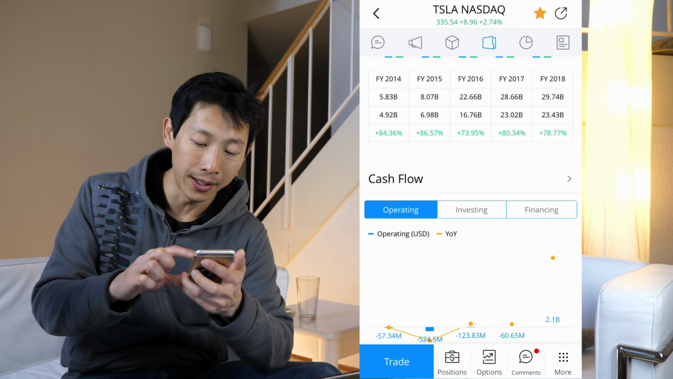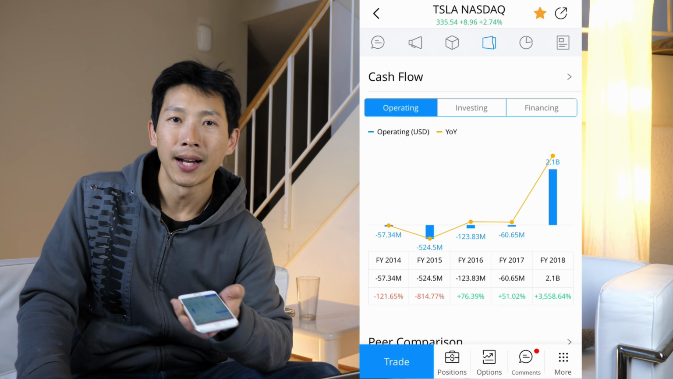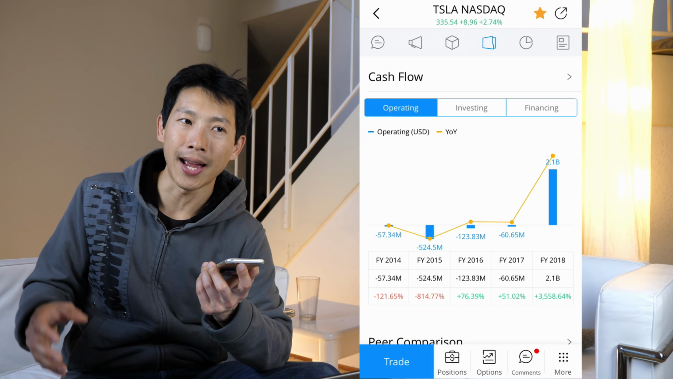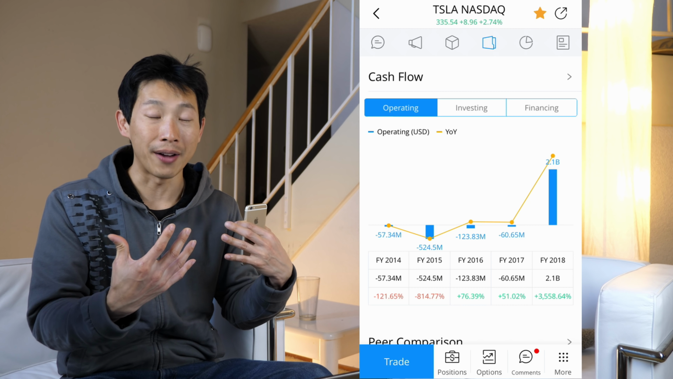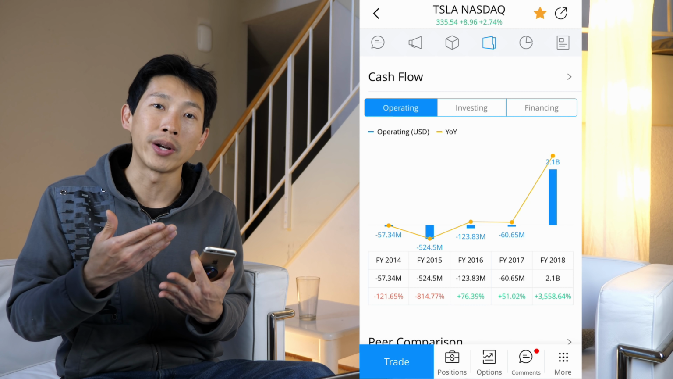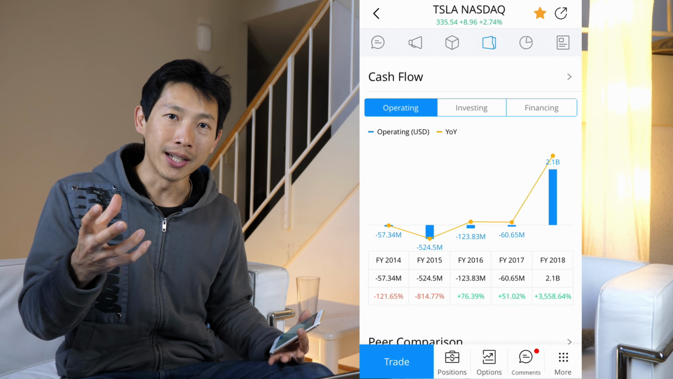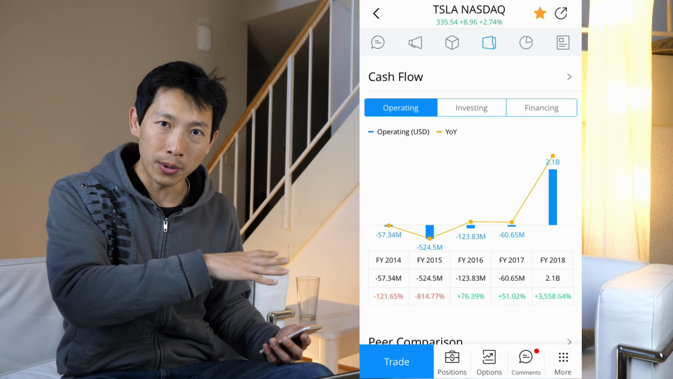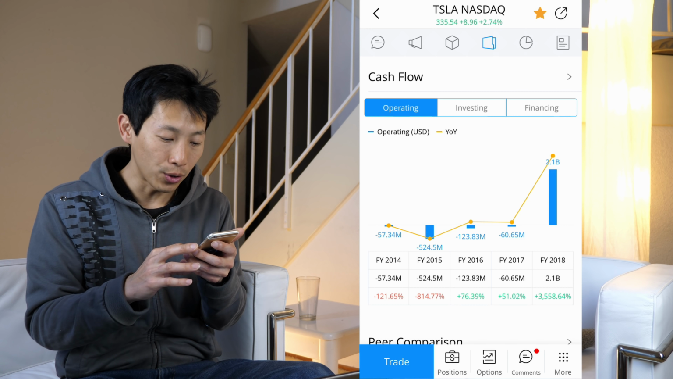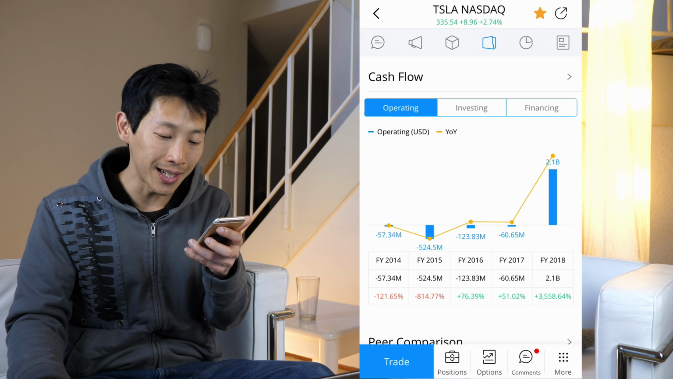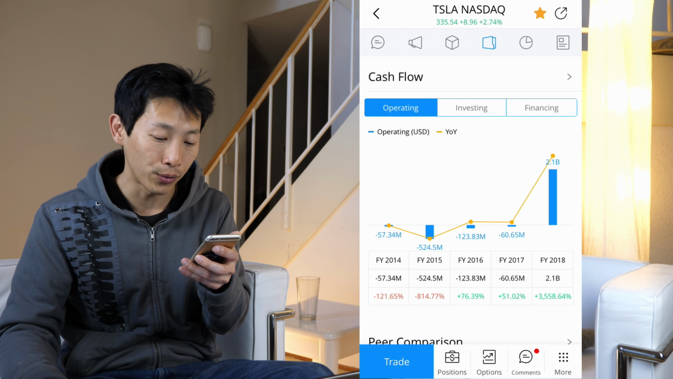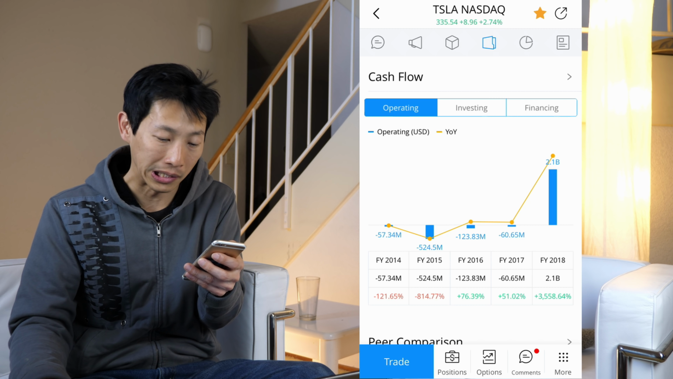If you go down a little bit, you can see cash flow. This is important because as a personal finance person, I like to look at cash flow. I like to have a positive cash flow because whenever it's positive, that money goes into your savings and grows your bottom line, grows your net worth. For cash flow, you can see the past 5 years. For 2018, they actually had a positive cash flow of $2.1 billion. This is pretty darn good.